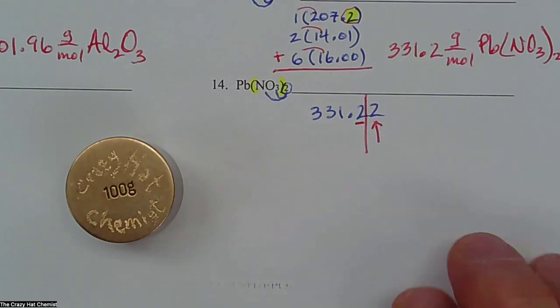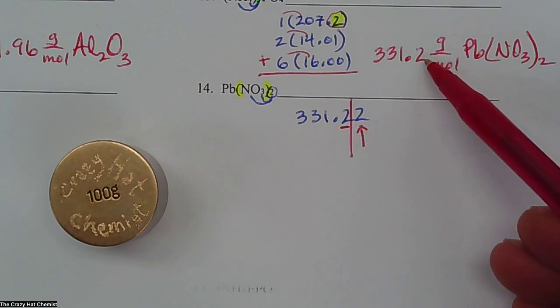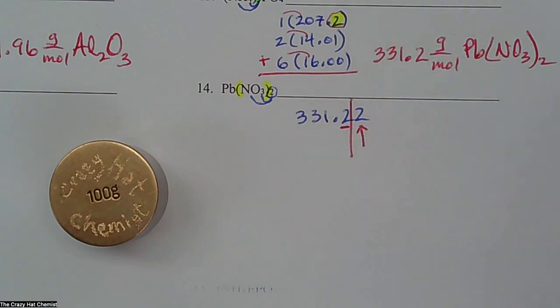Okay, fantastic. That one is the very last problem. Notice that it's to 1 decimal place because it had the lead in it, which was one of the least precise elements on our periodic table.